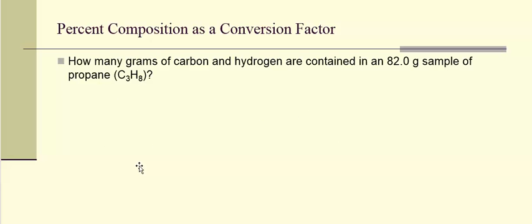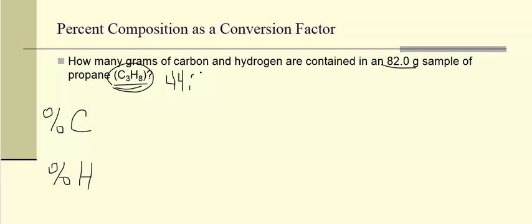We can use percent composition as a conversion factor. How many grams of carbon and hydrogen are in an 82 gram sample of propane, which is C3H8? First thing I want to do is find the percent carbon and the percent hydrogen from this formula. Now the molar mass of C3H8 from the periodic table is 44. So the percent carbon, I would take 3 carbon times the mass, which is 12, divided by the total.